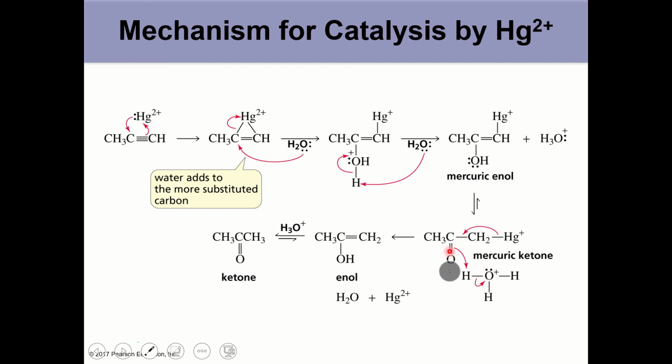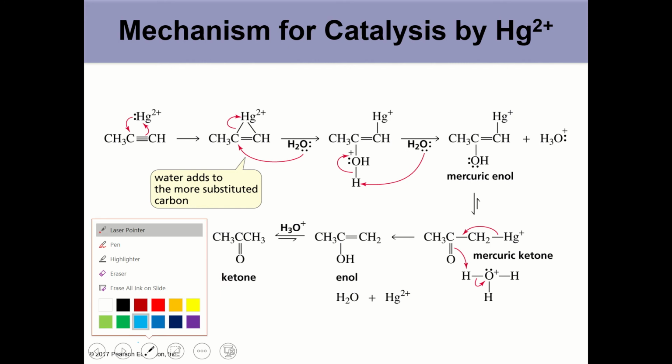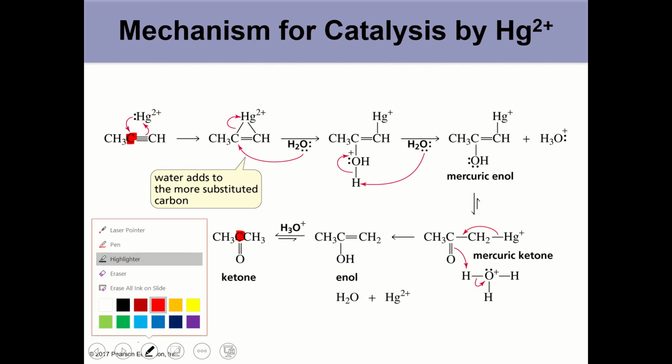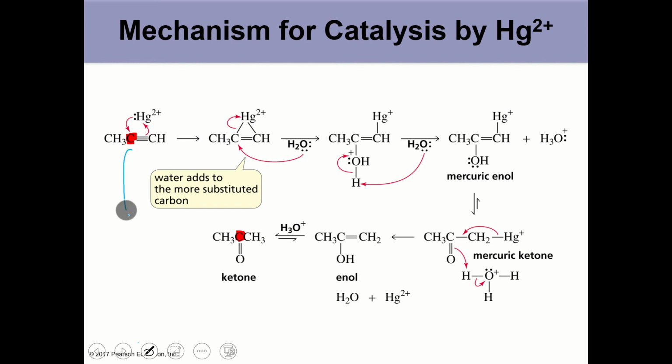And the pi electrons from carbon and oxygen gain a hydrogen from water. So this produces the enol, water and mercury ion. And since we are in acid, this enol will tautomerize to the corresponding ketone. And the ultimate result is that the more substituted carbon ends up having a double bond to oxygen.